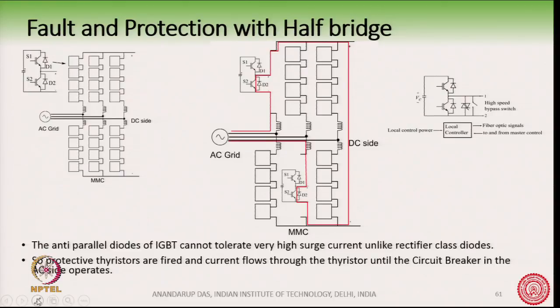Okay. So, the arm inductors along with the protective thyristors help to minimize the impact of the severe fault, the pole to pole severe fault on the DC side. In this way, you can see how the MMC can be operated during the fault condition with half bridge circuits.